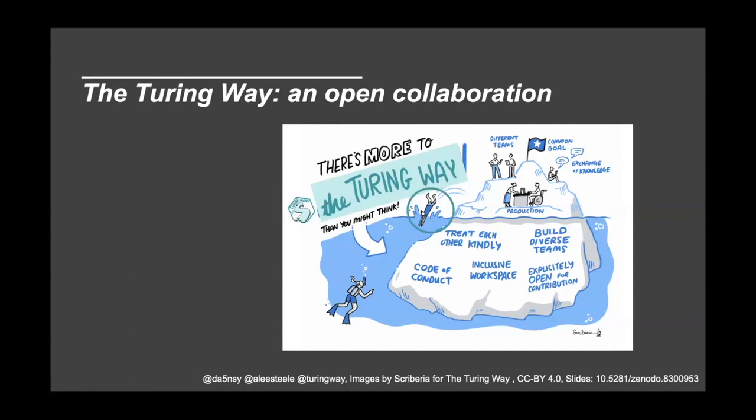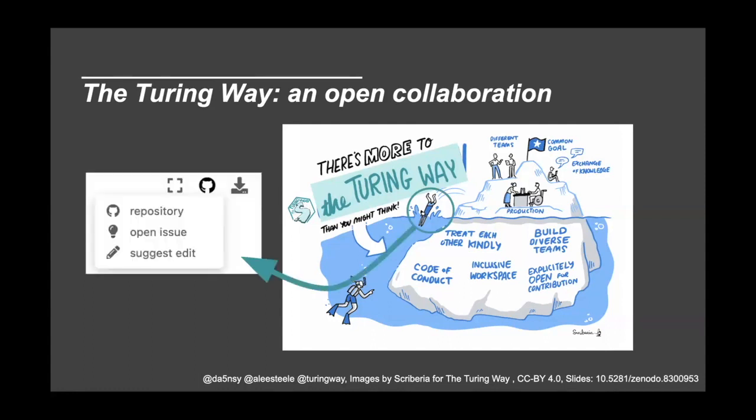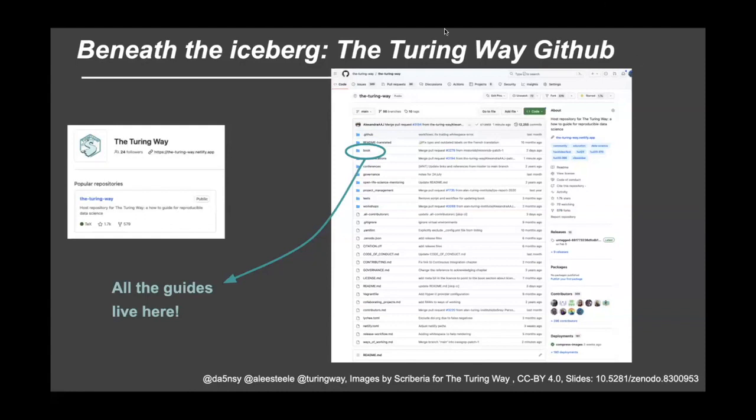And the way to dive in for many people is through those series of buttons on the upper right-hand corner of every page of every guide, meaning it's an opportunity to suggest an edit or a typo that you might be seeing on a page, to open an issue related to a part of your work. And so, beneath the most visible aspect of those guides is really the entire GitHub repository of the Turing Way.